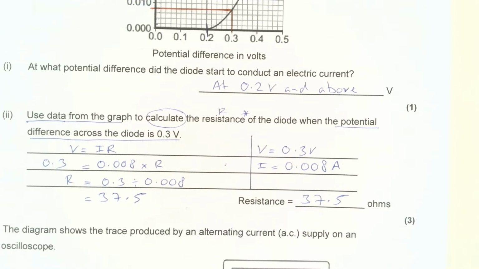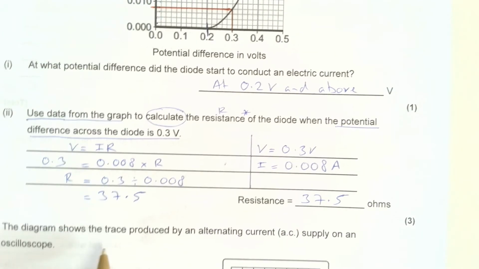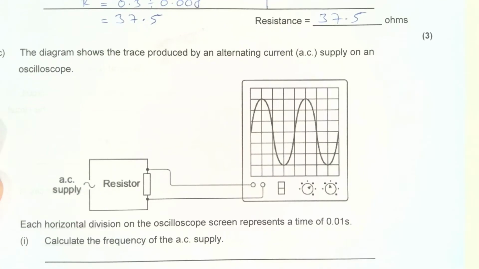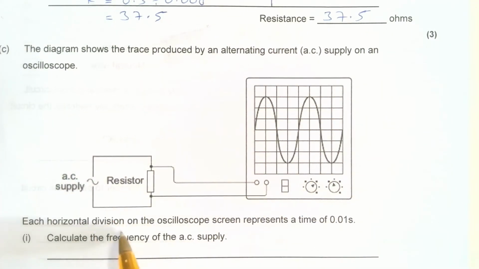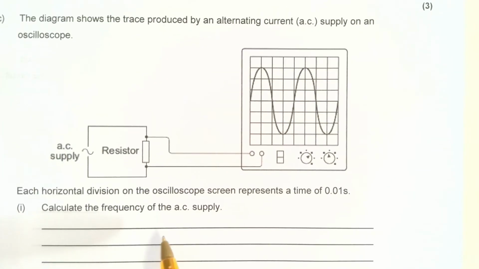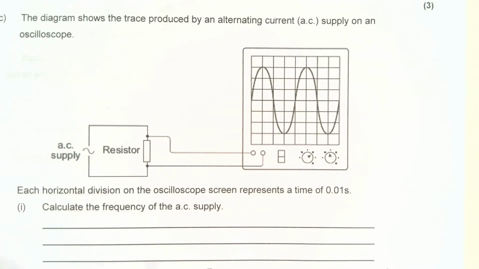So 37.5 ohms. The diagram shows the trace produced by an alternating current AC supply on an oscilloscope. Each horizontal division on the oscilloscope screen represents a time of 0.1 seconds. Calculate the frequency of the AC supply. Okay, so frequency.